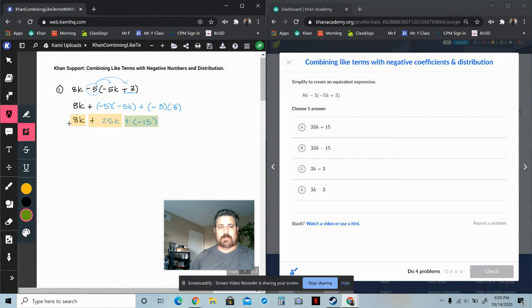And so I'm going to combine these two k terms. These are our like terms. Remember, the definition of a like term is any term that has the same variable to the same degree. So let's combine our k's. What's 8k plus 25k? Well, it's really how many k's? 8 plus 25, right? So 8 of them plus 25 of them.